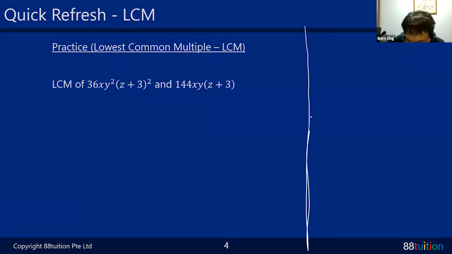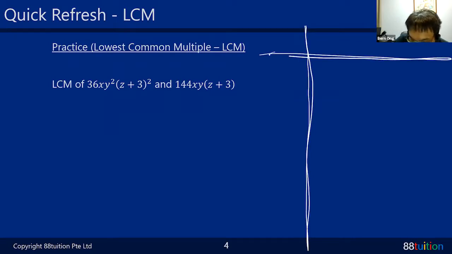So I purposely draw one of these long. I don't know if there's enough space or not. All right. I draw big. Scared you're blind. I start off with the numbers. 36, I'll write smaller because I'm scared there's no space. 36 x y squared (z plus 3) squared and 144 x y (z plus 3). Terrible, man.